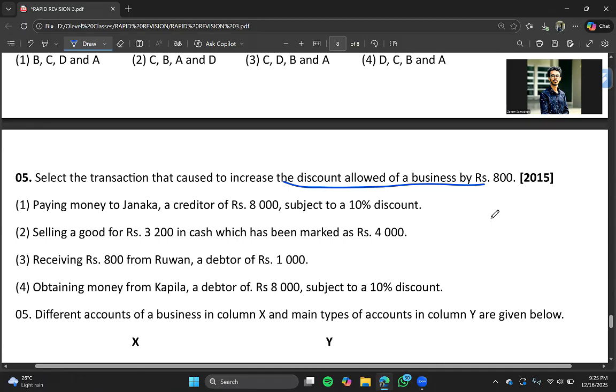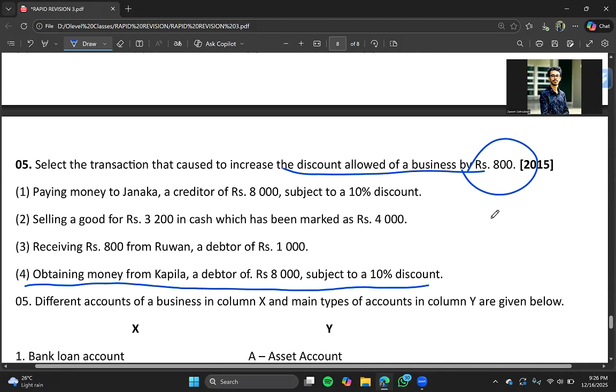800. No, that is a trade discount. Receiving 800 from Ruan, debtor, no. Obtaining money from Kapila, debtor 8,000, subject to a 10% discount. So obtaining money from Kapila, a debtor, with a 10% discount. So out of 8,000, when you give a 10% discount, that will become a discount allowed of 800, right? So that is the answer.